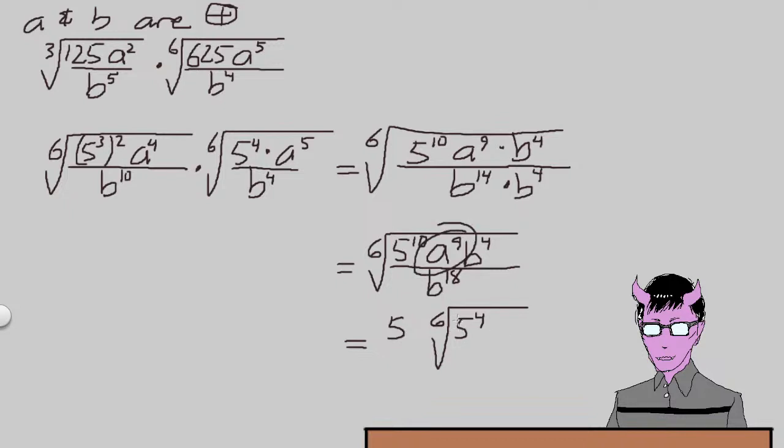Can we yank out a's? Yes, we can. How many 6 fits into 9? 1. 9 minus 6 is a leftover of 3. Nothing to do with this b, because that's power 4, this is power 6. No whole 6's fit into 4. So you leave that alone.